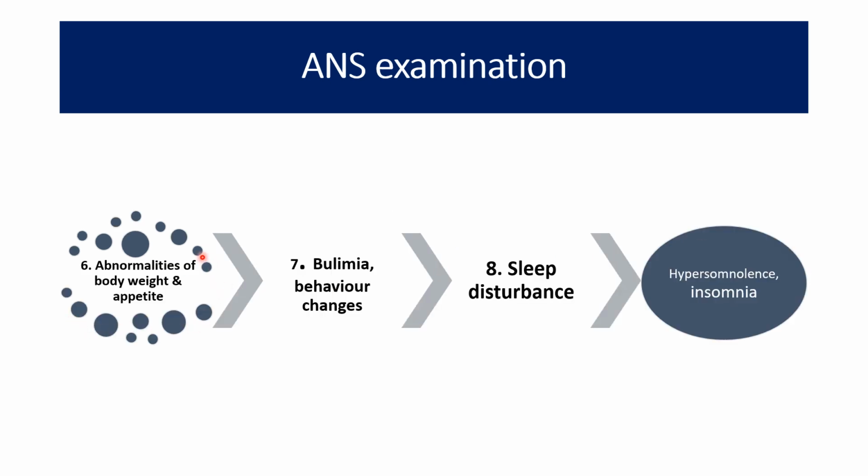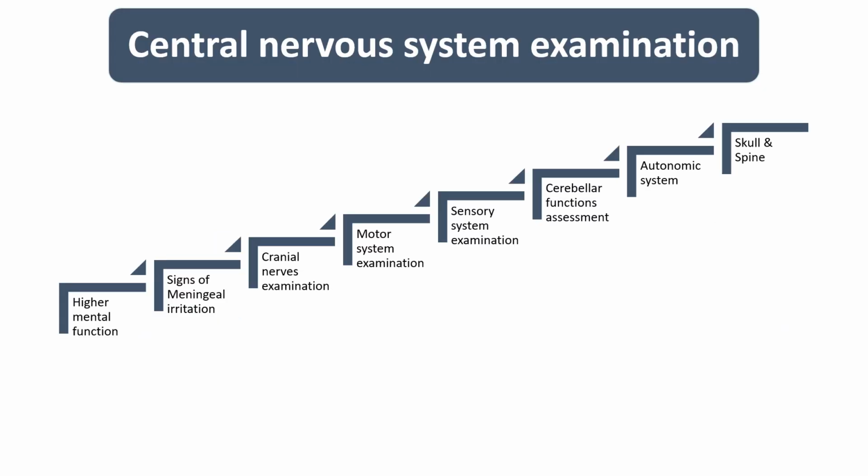If the child is having central autonomic nervous system involvement, hypothalamus involvement, then abnormality of the body weight and appetite can occur. The child may be having bulimia, behavior changes, irritability or various behavior disorders. Sleep disturbance can be there in the form of hypersomnolence or insomnia. So all these are the characteristic tests and symptoms of the autonomic nervous system.